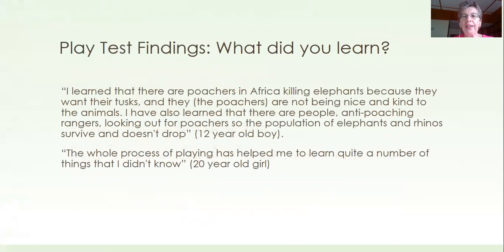In terms of playtesting findings, the question was, what did you learn? And I love this from the 12-year-old boy. He said, I learned that there are poachers in Africa killing elephants because they want their tusks. And the poachers are not being nice and kind to the animals. I have also learned that there are people, anti-poaching rangers, looking out for poachers, so the population of elephants and rhinos survive and doesn't drop. And a 20-year-old girl said, the whole process of playing has helped me learn quite a number of things that I didn't know.